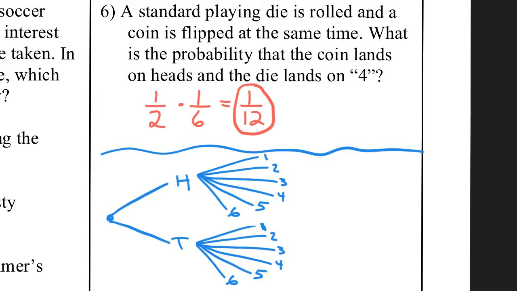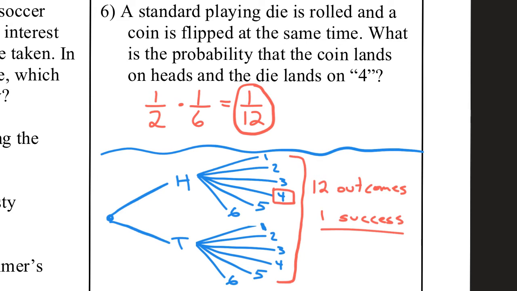And when we're all said and told, we can really see where the number 12 comes from here. Basically, think about following the end of each branch, 6 and 6, tells me that there's 12 total outcomes. And there's only one desirable result. I'd obviously have to go up for heads, and then to the 4, there's only one way for me to get a heads and a 4. So 1 out of 12 is where we get our answer of 1/12.